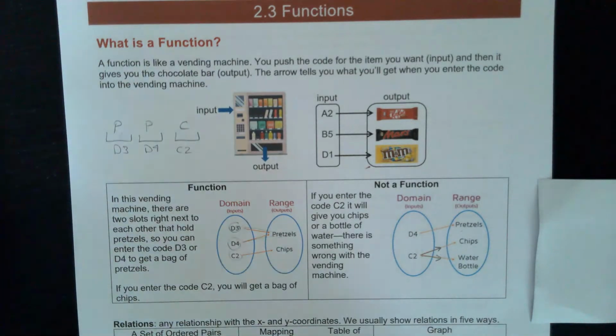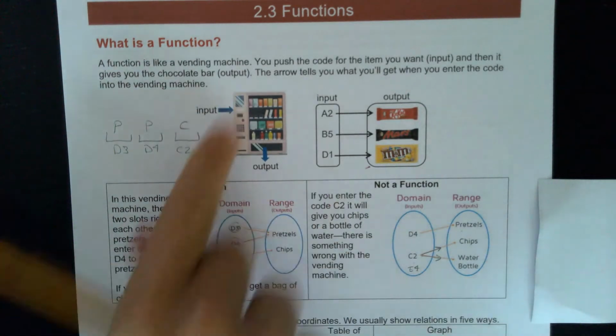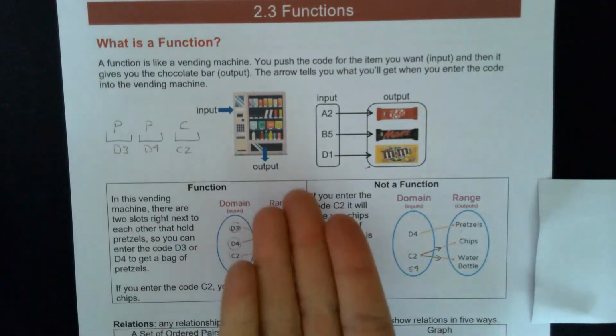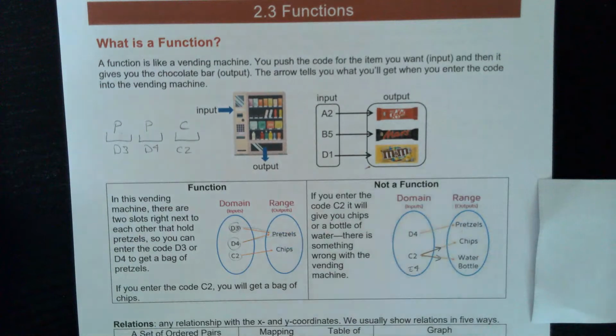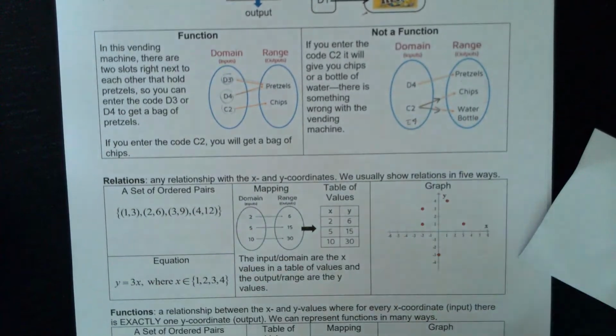Also, if you push the button, say it's E4, but nothing comes out. So you put your money in, you push the button, no food comes out. That's a problem. It means the vending machine is broken. That means it's not a function. We'll do lots more examples.